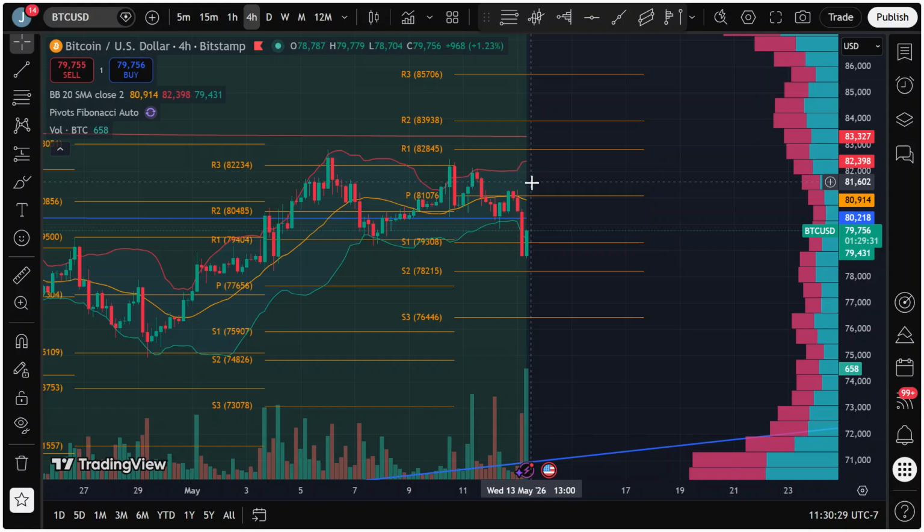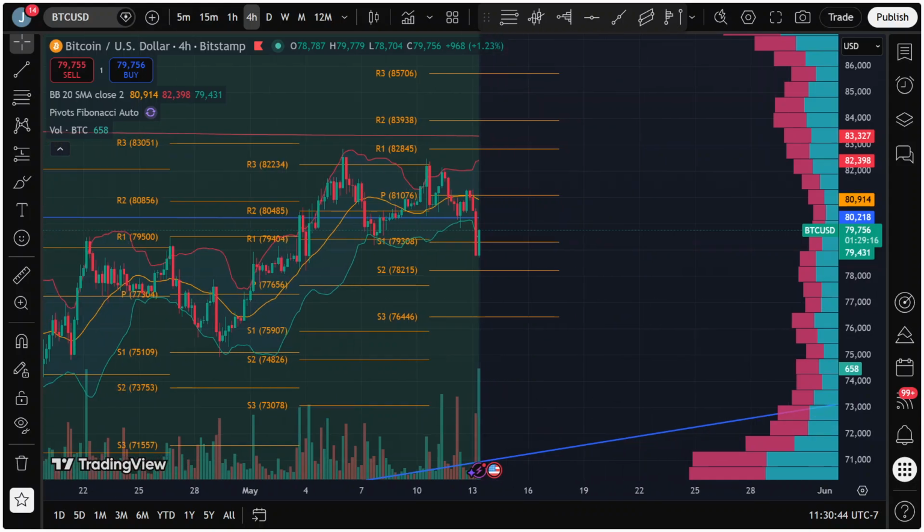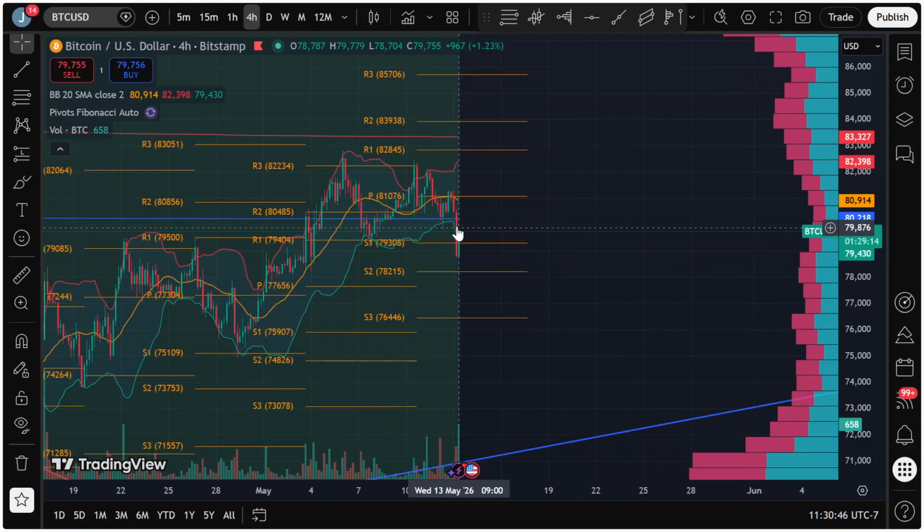What that's telling us is that 83K is still resistance at the moment. Now that may not be the case for long. This may just be a temporary pullback. What I would be expecting personally is we kind of have to zoom out a little bit past this. This could possibly drop a lot lower.